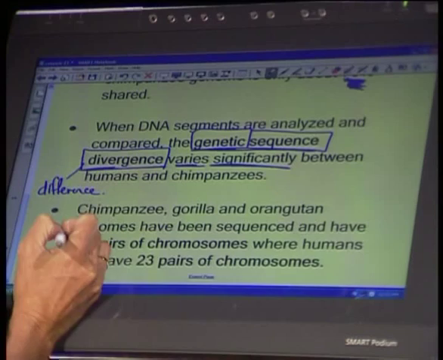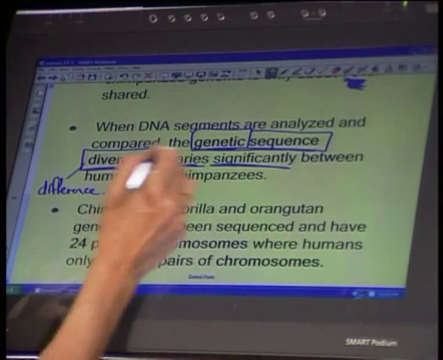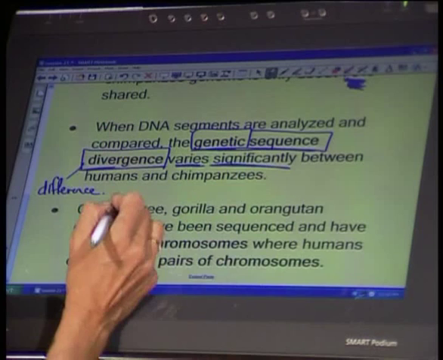To the learners that don't speak English as a first or a second language, divergence, diverge. Divergence means to be different, okay? So the genetic sequence differences are just too different. They vary significantly. They vary a lot, okay, between humans and chimps.